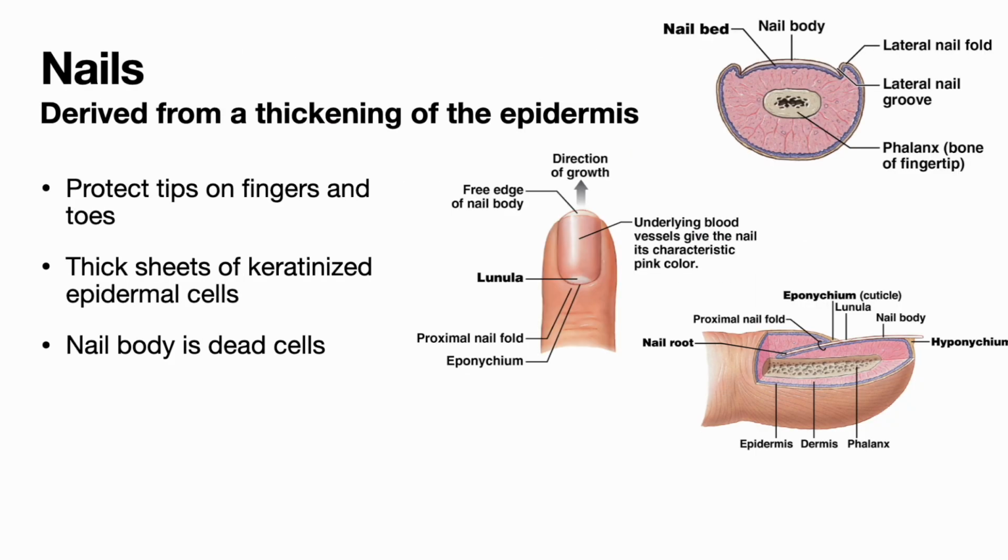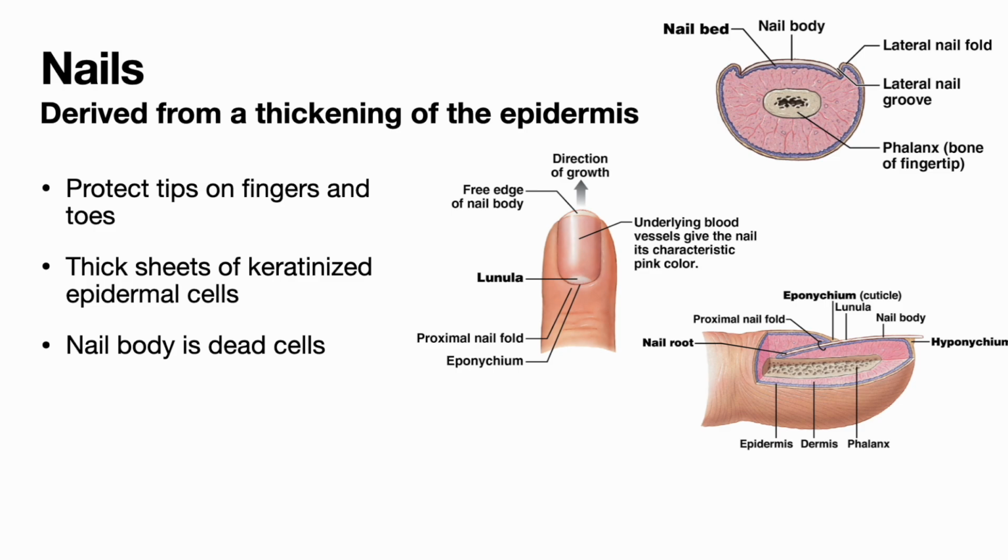Now, your nails are derived from a thickening of the epidermis. Their main function is to protect the tips of your fingers and toes, and really they're just thickened sheets of keratinized epidermal cells. And of course, like hair, they are made up of dead cells that are just filled with keratin.